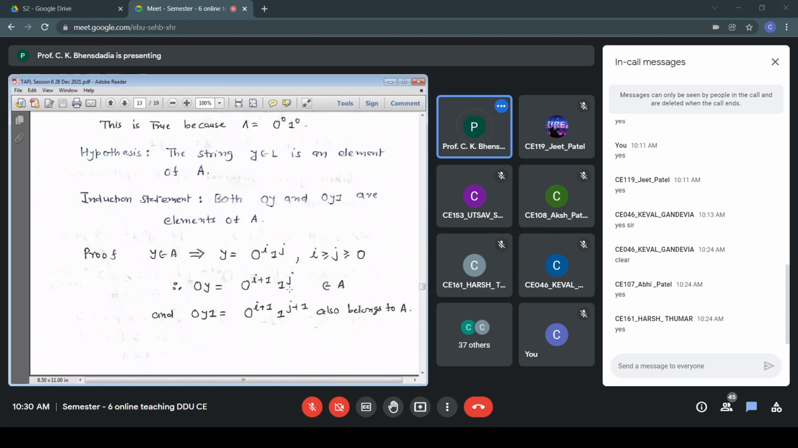Is that clear? Structural induction, is that clear? Keval, Love, few more responses. Abhi, fine. Harsh, Tumar, fine.